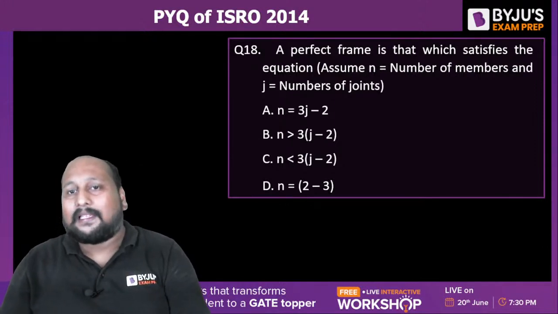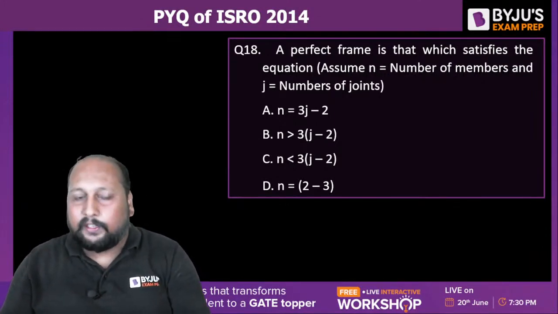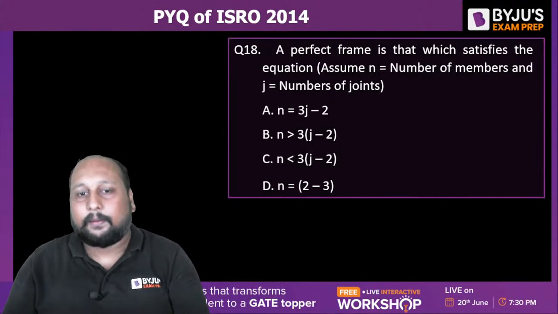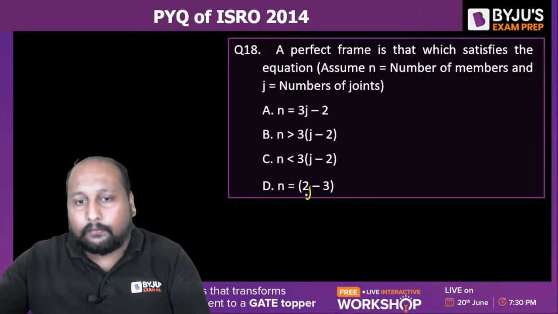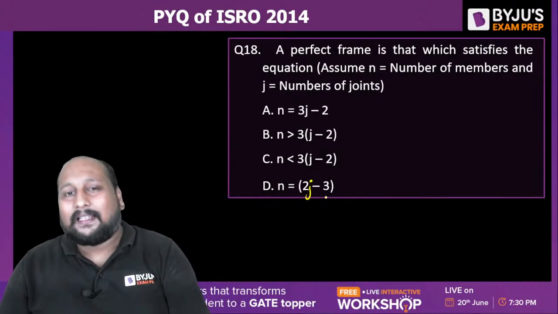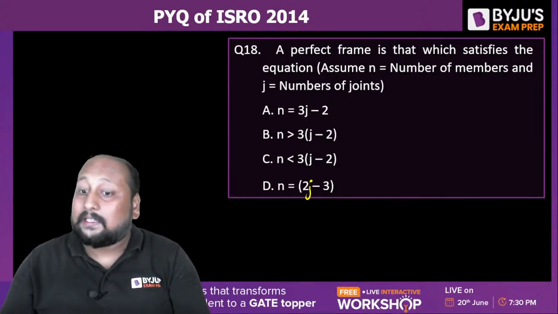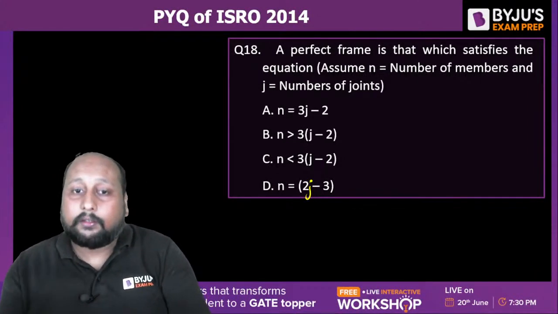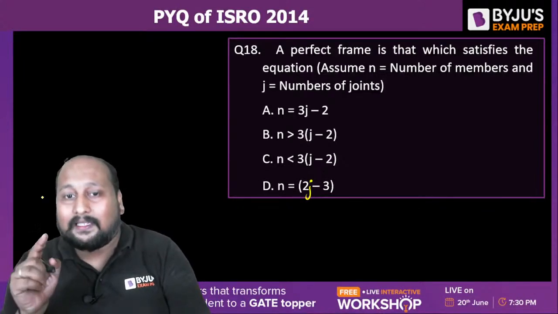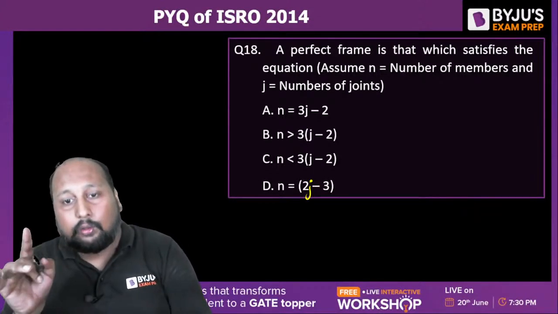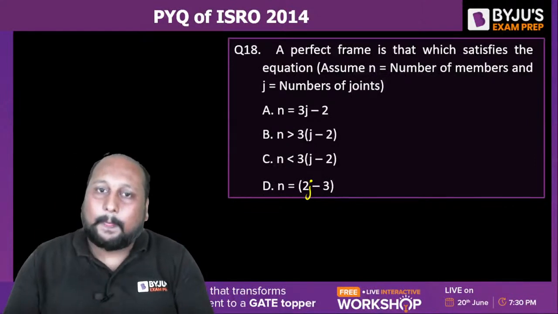A perfect frame is one that satisfies the equation. Which is the condition for perfect frame? N is equal to 2J. N is equal to 3J minus 2. N is greater than 3J minus 2. N is less than 3J minus 2. Or N is equal to 2J minus 3. A, B, C or D.